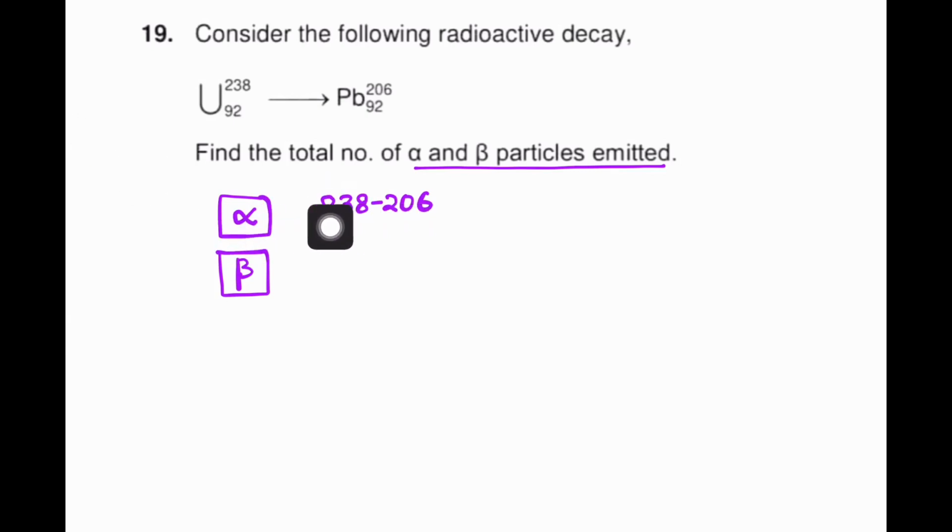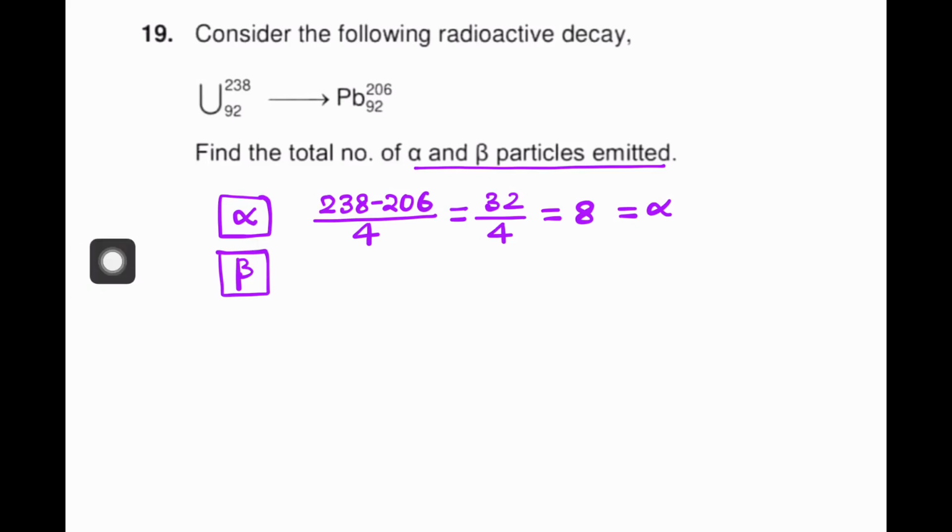So whatever the change in the mass number, from 238 to 206, will be due to alpha emission only. Each alpha emission decreases the mass number by 4, so if you divide by 4, you get the number of alpha particles. It will be 32 by 4, that is 8. So your alpha particle number is 8. Now, coming to the beta.